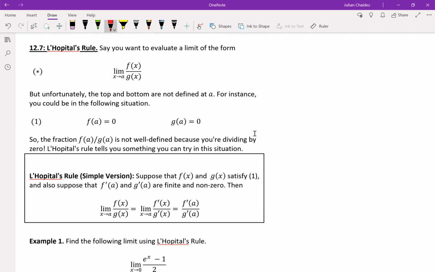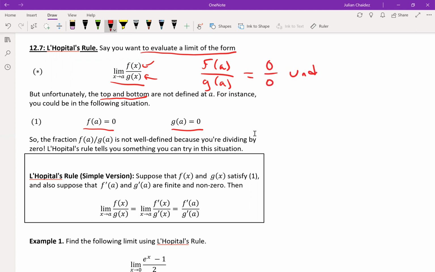So, what is L'Hopital's rule? We want to evaluate a limit of this form, where we have a ratio of two functions, and the top and the bottom of this fraction are not well defined at a. Here we could be in the situation where f of a is 0 and g of a is 0. Then if I tried to evaluate this at a, I would get 0 over 0, which is undefined. So my usual method of just evaluating the limit at the values of the functions doesn't work.